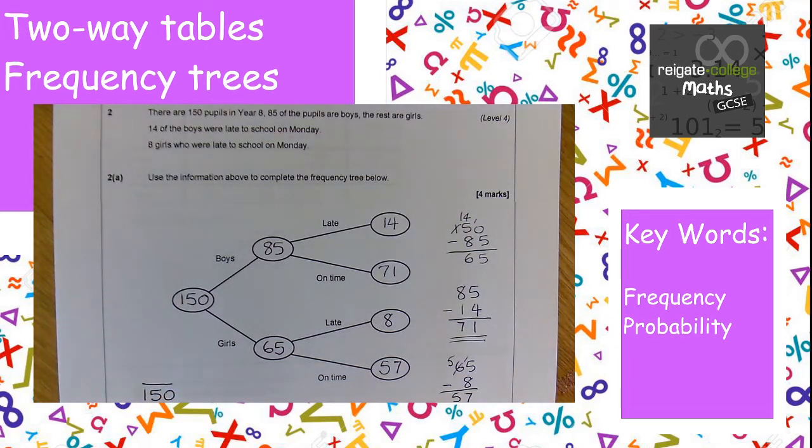And the numerator is taken from the number of pupils that actually conform to what we're being asked for. In this instance, it's a girl arriving on time. So following our branch, girls arriving on time, we have 57. So the probability given as a fraction is 57 out of 150.